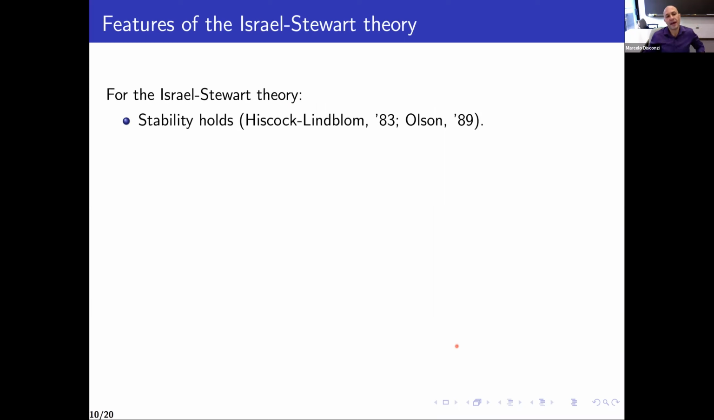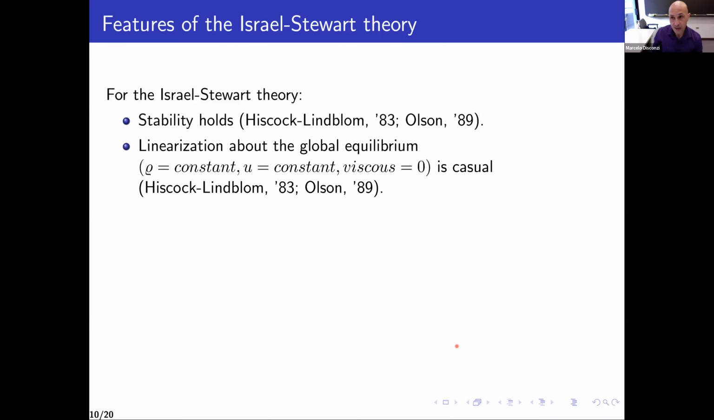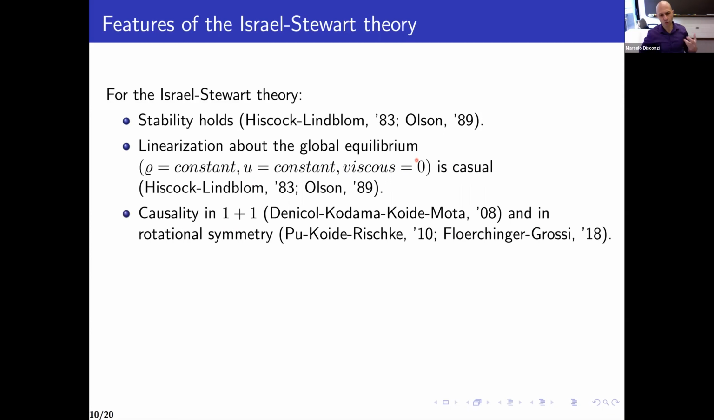Nevertheless, despite it being complicated, this theory has several good properties. The first good property is that stability holds. So that's good. That's better than Eckart and Landau-Lifshitz. If you look at linearization about the global equilibrium, which means you take these equations and you linearize about constant states where the viscous contributions vanish, those equations turn out to be causal. Okay, so the linearization about these special states is causal. That's a good thing. Causality has also been proven in some special cases, like in 1+1 dimensions or in rotational symmetry.